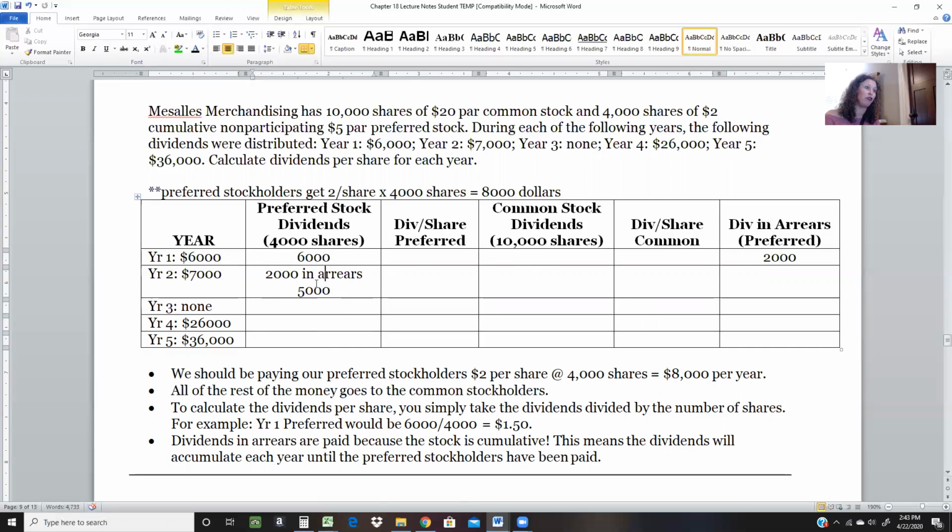Got to take care of the arrears first, then move to the current year, I can only give them 5, so I still owe them 3. Don't worry, I'll take care of the other columns later. One thing to point out though is the common shareholders haven't gotten anything yet.